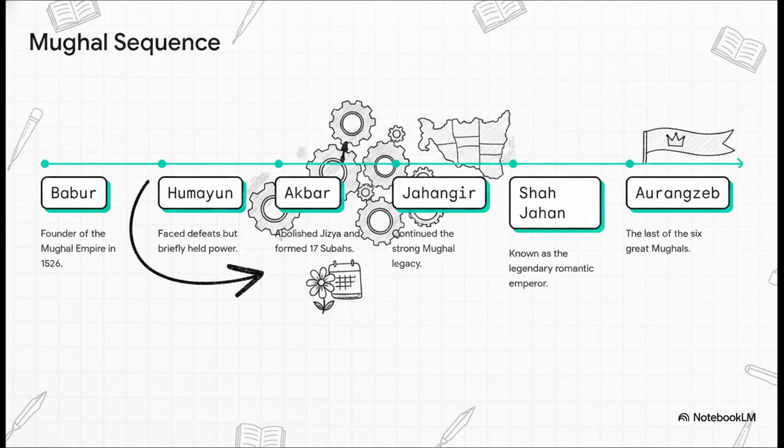I want you to use this simple mnemonic: Bahu, Aja, Shah. Ready? Ba is for Babur, Hu for Humayun, A for Akbar, Ja for Jahangir, Shah for Shah Jahan, and the last A for Aurangzeb. Akbar, by the way, is highly testable. He is considered the greatest of them all because he abolished the religious jizya tax, intelligently divided the massive empire into 17 administrative subas, and he officially started the Bengali calendar.